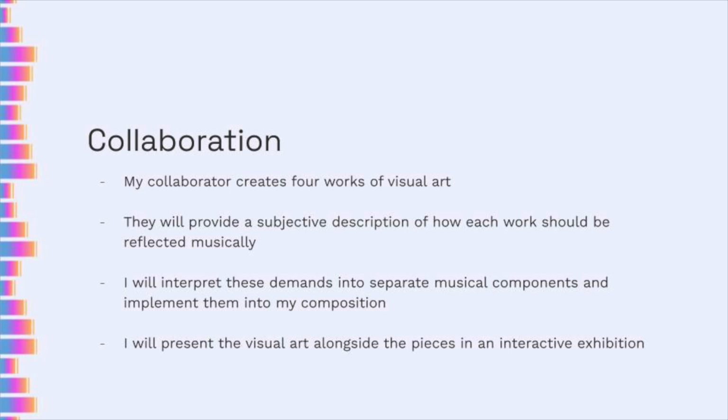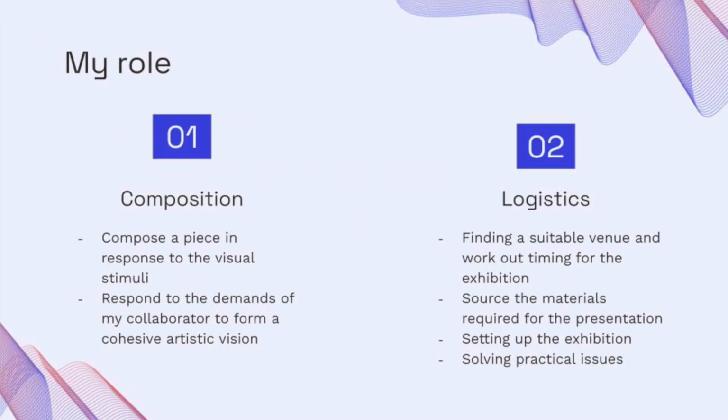I would then compose a piece that reflects each of these elements individually, and find a way to present my composition alongside the artworks through an interactive exhibition. My role is as a composer as well as in facilitating the exhibition, the first of which involves responding to the demands of my collaborator through my composition, as well as regularly receiving and incorporating their feedback. My role in facilitating the exhibition involves determining how interactivity can be used to emphasize the relationship between visual elements and corresponding musical components, and sorting out the logistics for the presentation.